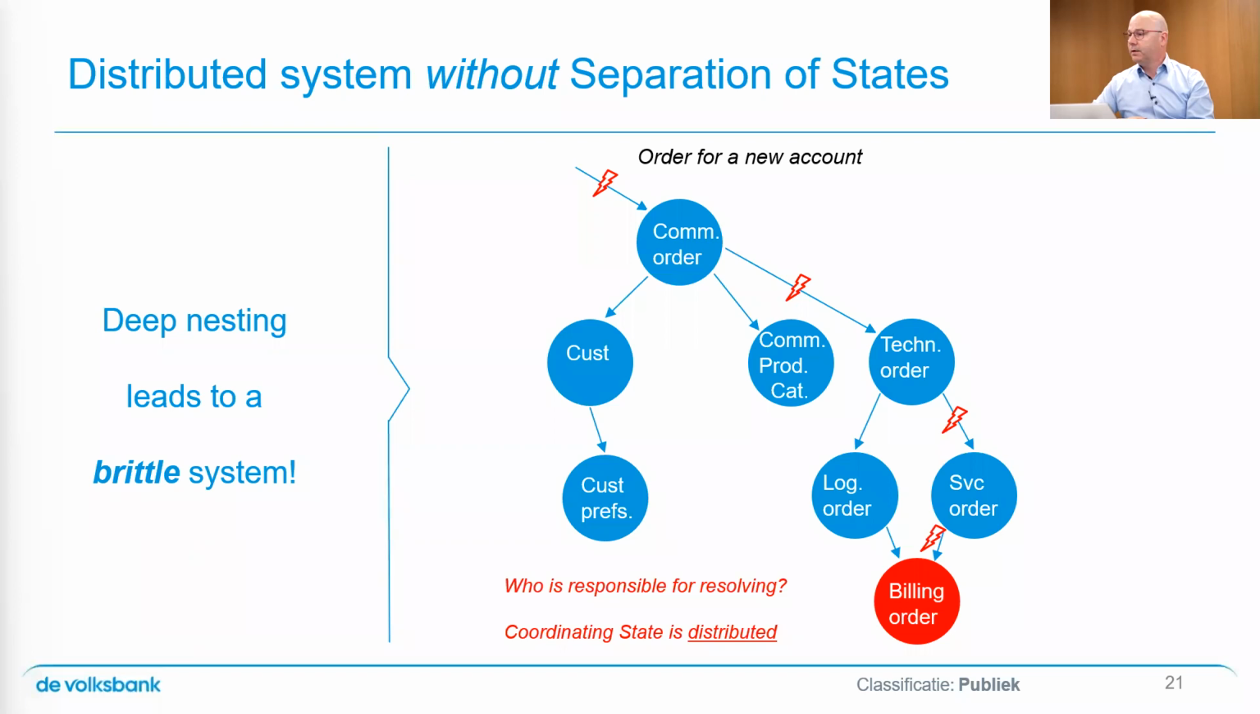And if there are many components and deep nesting, there are many reasons why such a message may appear on the customer screen. So that's a brittle system. It's not very resilient. And the more complex your application landscape is, the bigger this problem becomes.